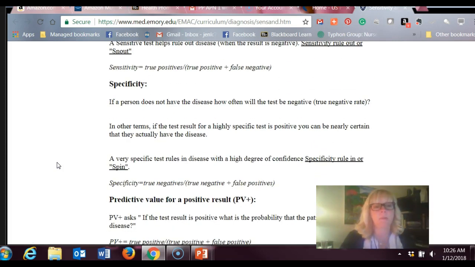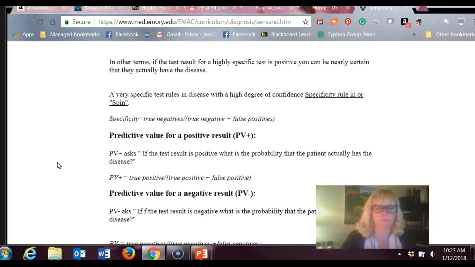Specificity. If a person does not have the disease, how often will the test be negative? So the true negative rate. So we have true positive and true negative. In other terms, if the test result for a highly specific test is positive, you could be nearly certain that they actually have the disease. A very specific test rules in disease with a high degree of confidence. Specificity: rule in, or spin. That is the true negatives divided by the true negatives plus the false positives, which gives the specificity. Okay, so true positive, true negative.